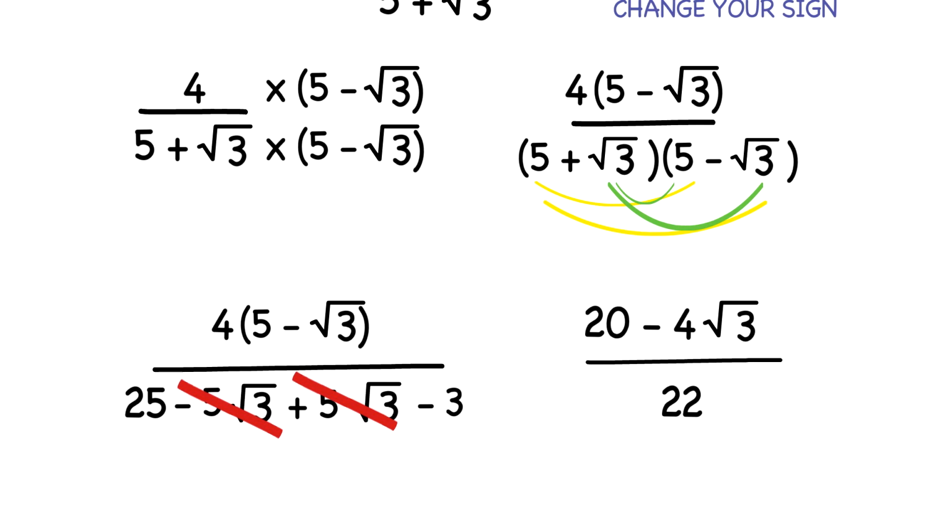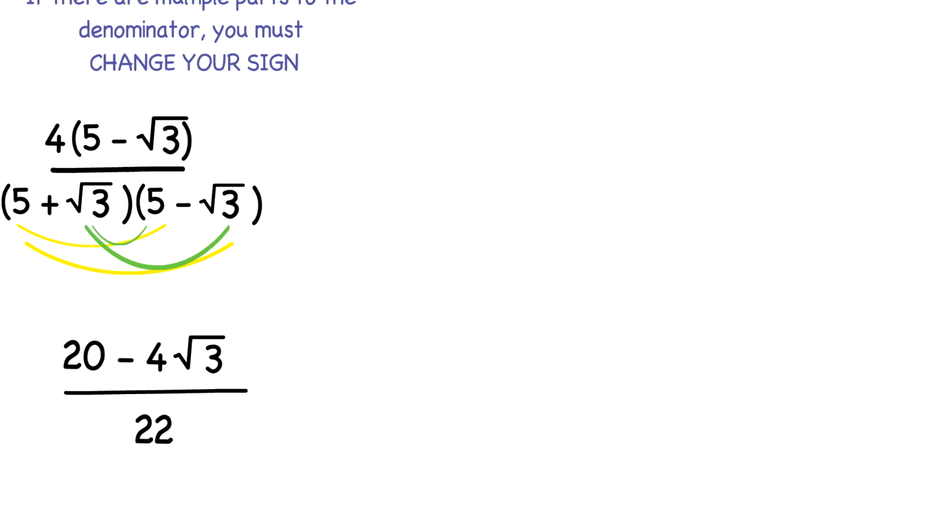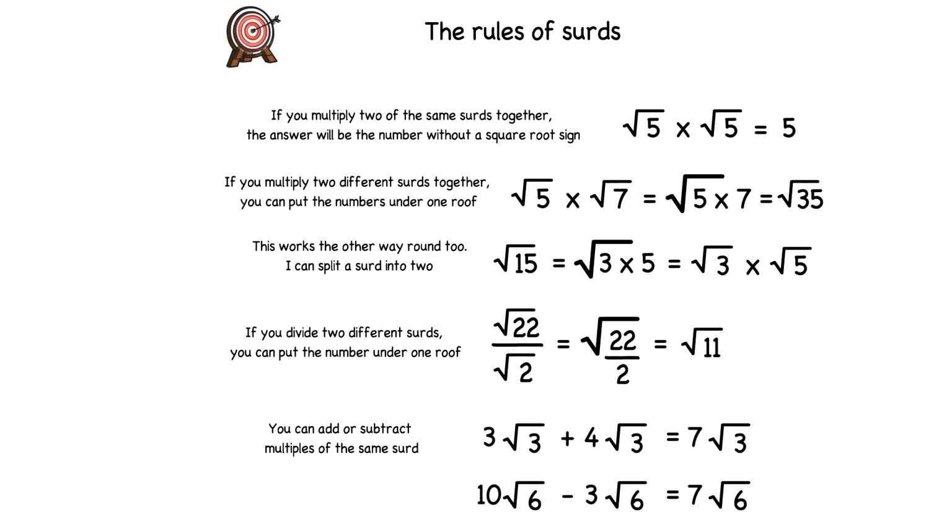Brilliant. So before we finish, let's just revisit the rules of surds. If, like me, you find flashcards really helpful, I'd really recommend just pausing it here and taking note of what you can see.